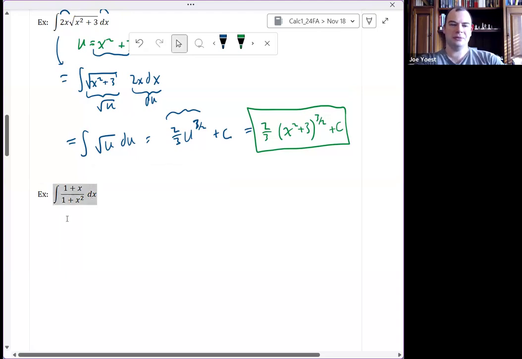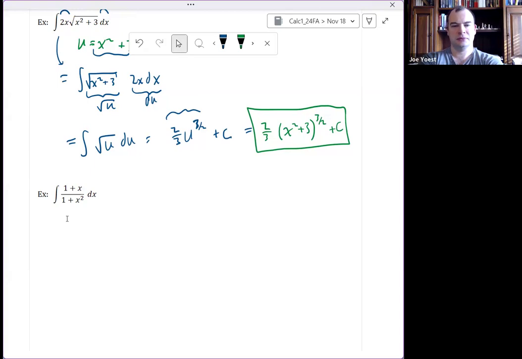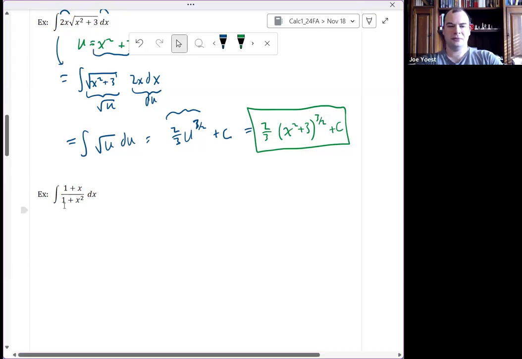Okay, so next example: the integral of (1 plus x) over (1 plus x squared) dx. If I look at this one, I might think of a couple of different possibilities. If my denominator was simpler, say just x squared, if I got rid of the 1 plus, I might be able to make some cancellation and make things a little simpler that way. If my numerator was simpler, if I got rid of the 1 plus up here, that might help also.